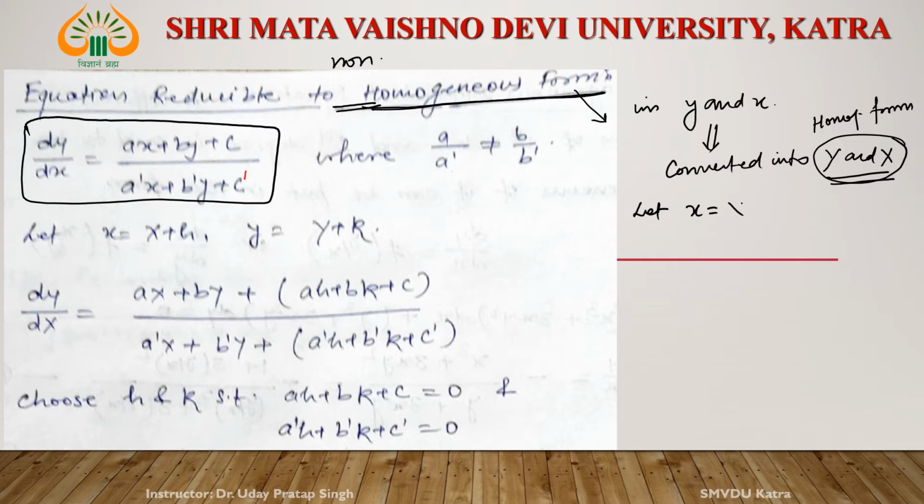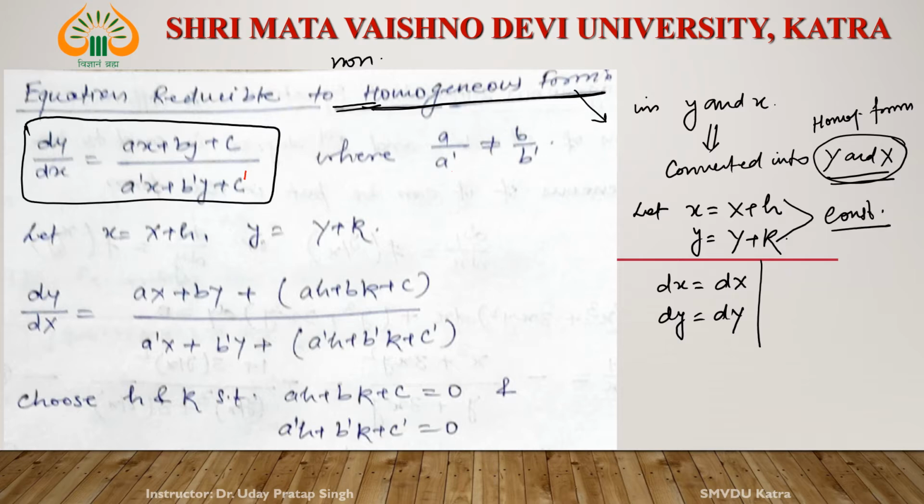Let small x equal capital X plus h, small y equal capital Y plus k. Then d small x equals d capital X and d small y equals d capital Y, where h and k are constants. Okay. Then dy by dx can be written as d capital Y by d capital X. So this differential equation 1 is converted into this form.